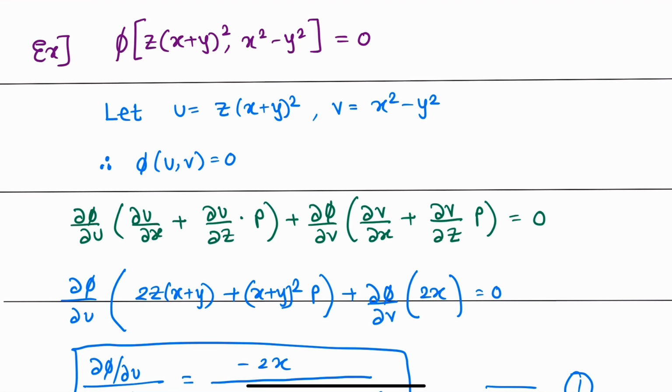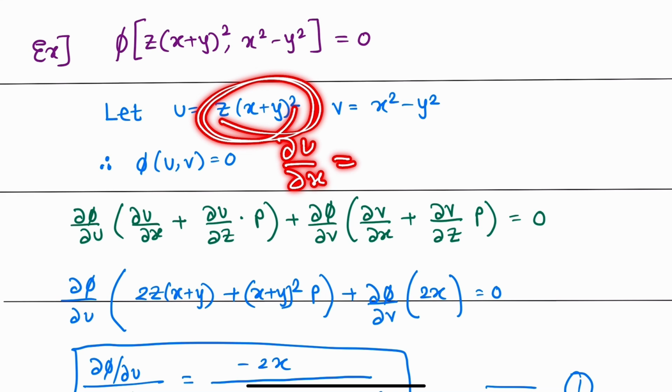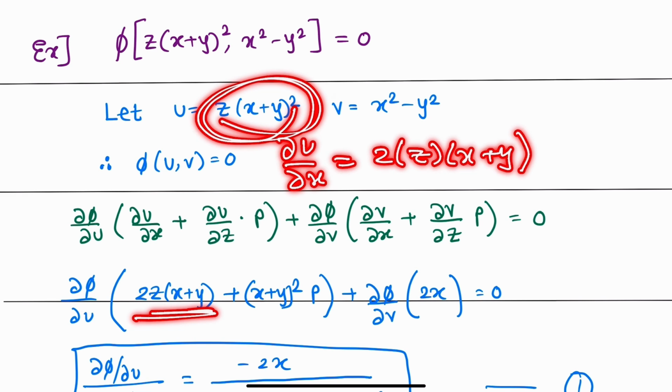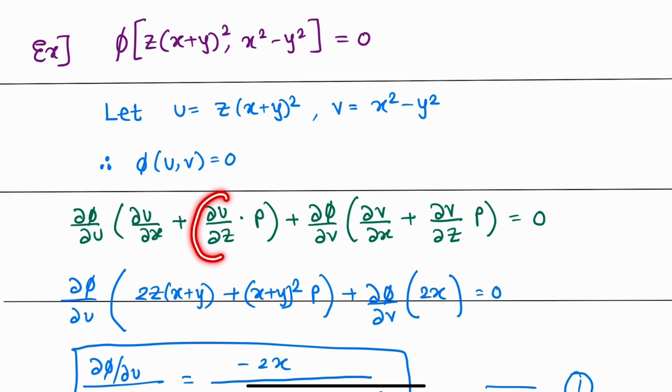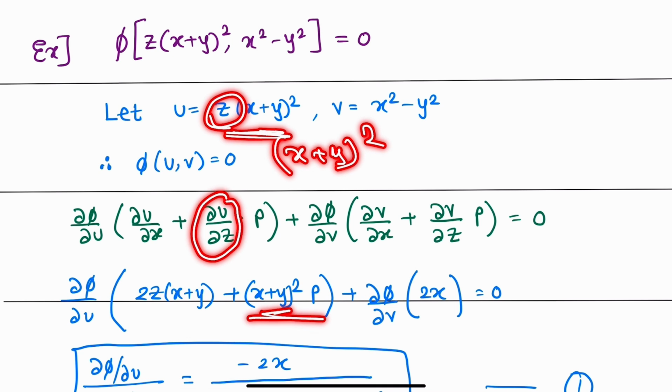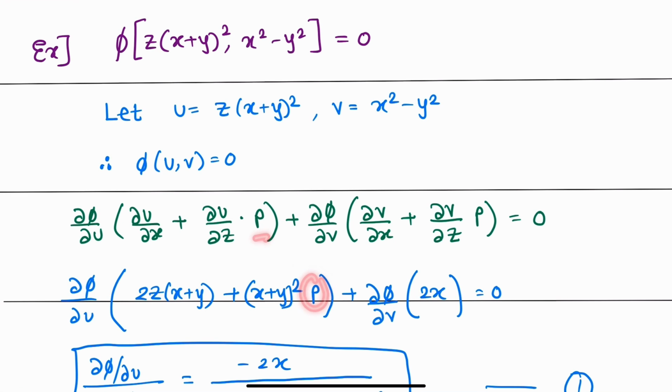Now, we know what is dou u by dou x from here. Put it here. Now you'll ask how we know this. See, differentiate this u with respect to x. Dou u by dou x equals: once we differentiate this term with respect to x, what shall we get? 2 into z into (x plus y) plus 1. That is what we have written here. Similarly, dou u by dou z: differentiate it with respect to z, it will be (x plus y) whole square. This is what we have written here, and into p as it is.